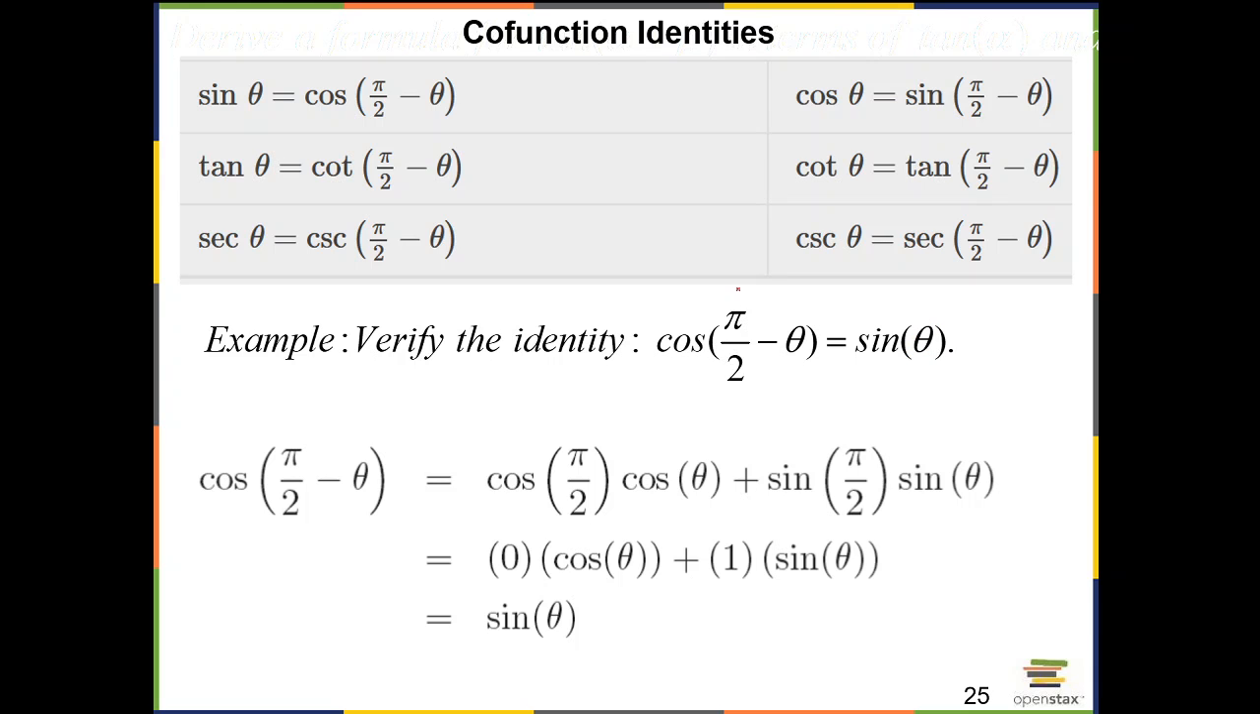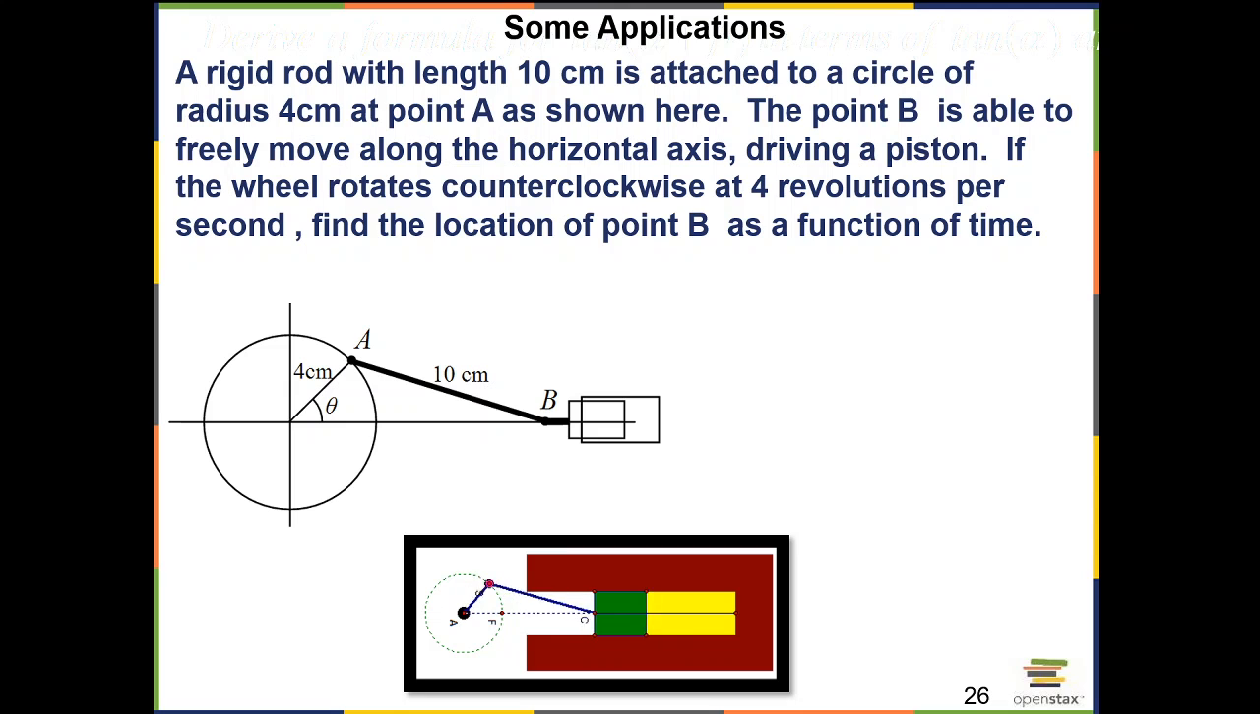So what's cosine of alpha minus beta? Here alpha is pi over 2 and beta is theta. So cosine, cosine, sine, sine, and the sign is opposite. So what's cosine of pi over 2? 0. What's sine of pi over 2? 1. So the answer is sine theta, as you see. Okay, again, stop the video if you want to practice with this yourself.